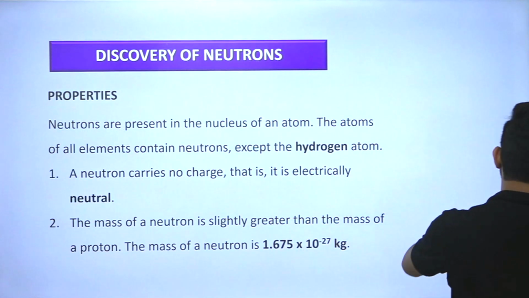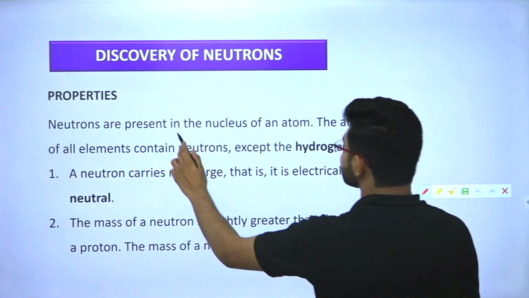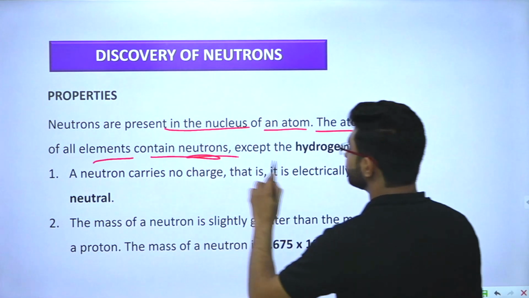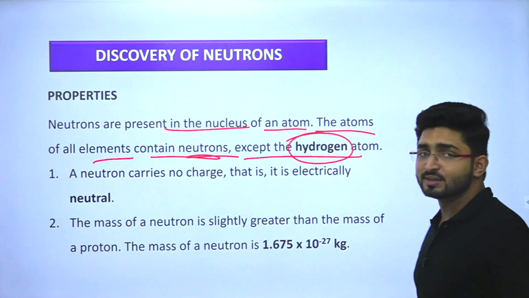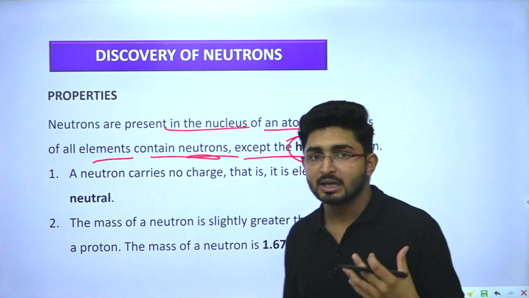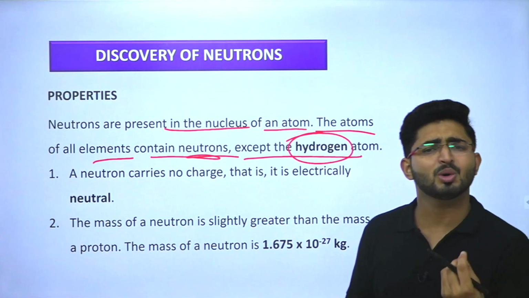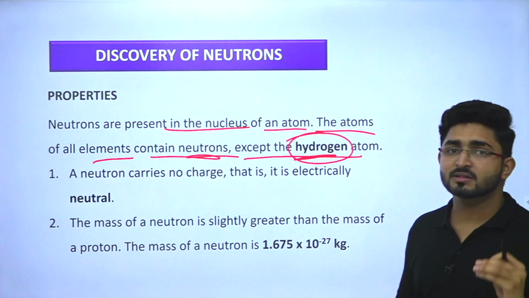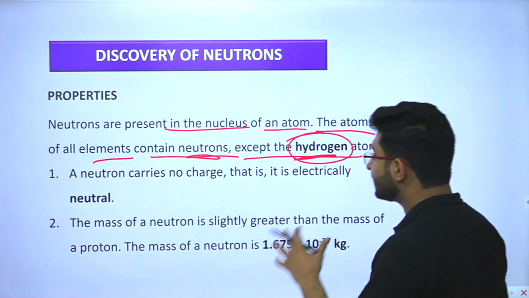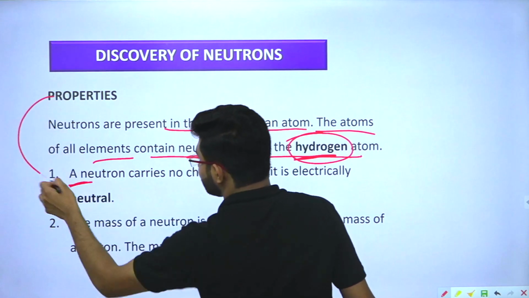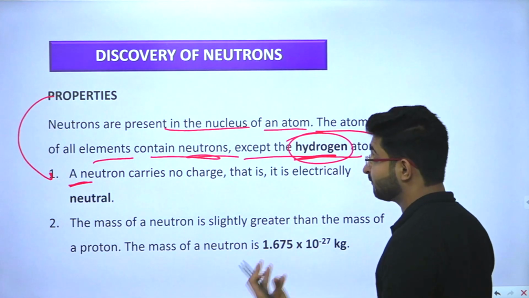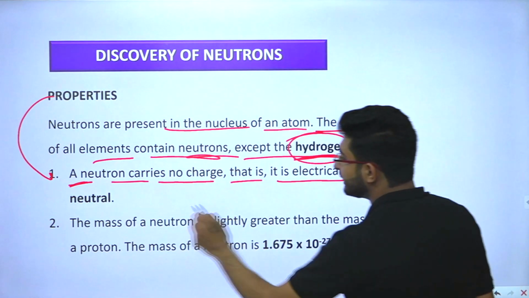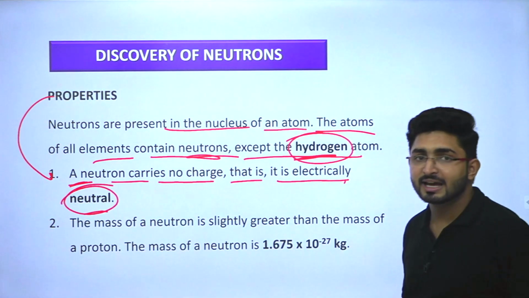You can see on the screen, we have the properties as well. Neutrons are present in the nucleus of an atom. The atoms of all elements contain neutrons except the hydrogen atom, because when Rutherford was experimenting, he saw that hydrogen has a mass equal to a proton. So he declared that there is no neutron in the nucleus of hydrogen. The first property is that a neutron carries no charge, that is, it is electrically neutral.